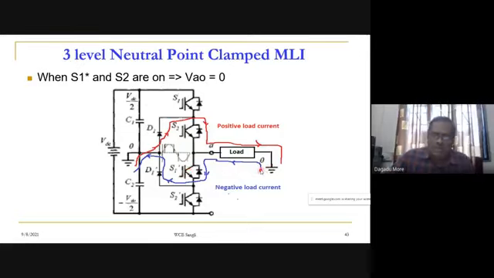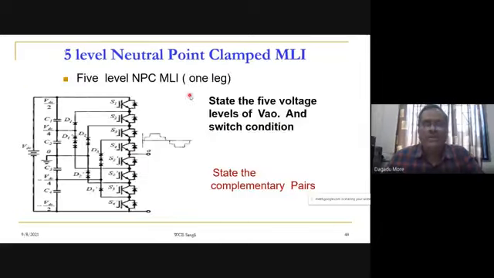So the path of current, shown in blue, goes from the load to S1 star, and from S1 star through a clamping diode it goes back. Here we have seen that point O and point A are connected together, and hence our VAO will be 0. So we have shown the switching for obtaining VAO equal to plus VDC by 2, minus VDC by 2, and VAO equal to 0.